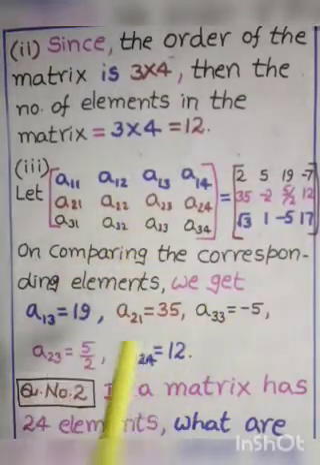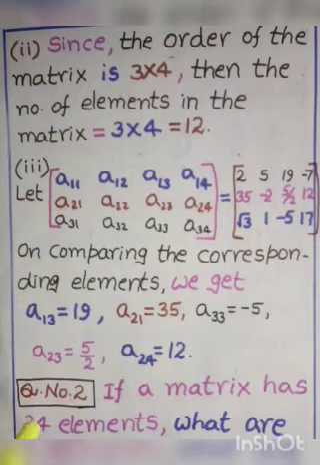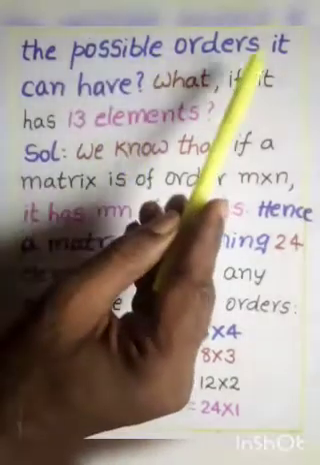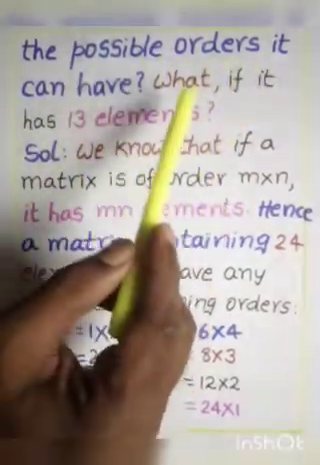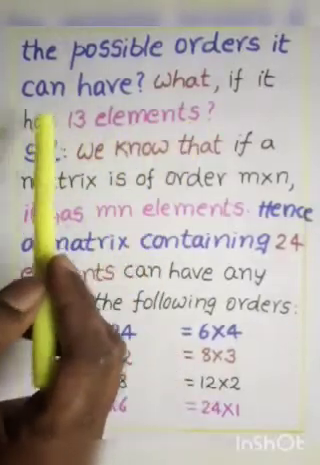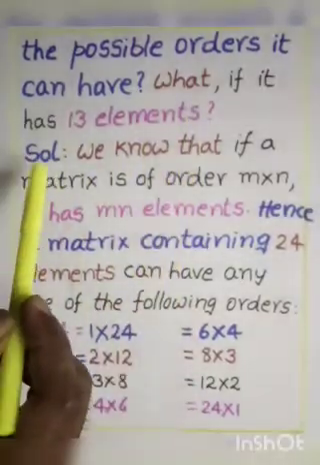That is how to find the elements of a matrix. Right. Now, come to question number 2. If a matrix has 24 elements, what are the possible orders it can have? What if it has 13 elements? This is the question. Understood, my dear children, the question? Right. Now come to the solution.